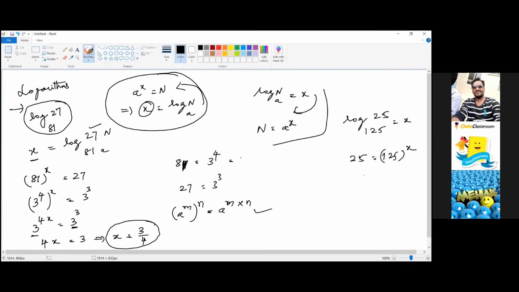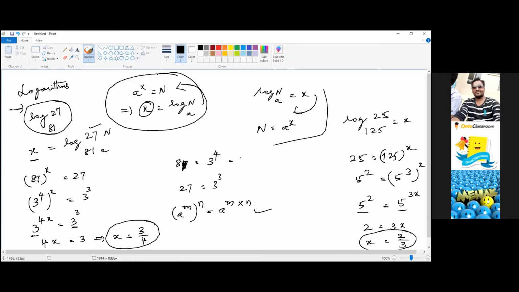So, we will write 25 is 5 square and 125 is 5 cube, and whole power x. So then we can write 5 square is equal to 5 raised to the power 3x. So we can write, on both sides, 2 is equal to 3x. So we can write x is equal to 2 by 3. Very good.